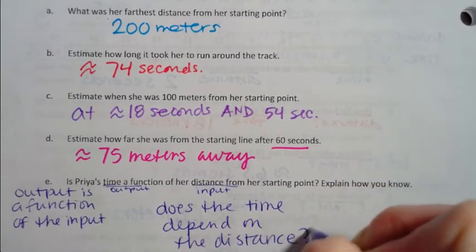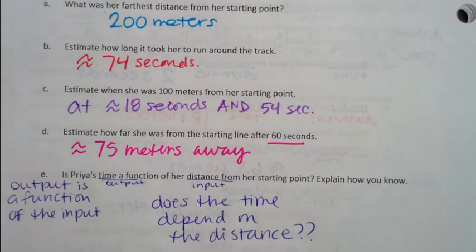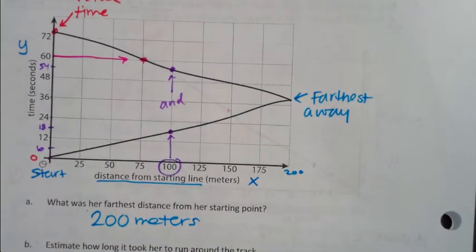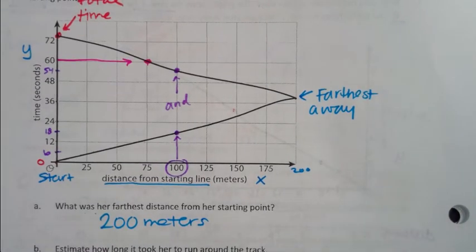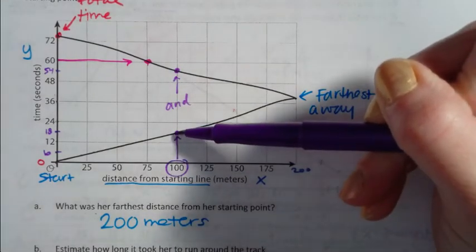So I want you to write this question down. Does the time depend on the distance? Now, on the last problem, it did. Okay, if you told me the distance, I could tell you the time. So in this case, if I tell you the distance, could you give me a for sure time? So let's go look. If I give you the distance, could you tell me a specific time? Yes, but you would actually tell me two times. If I told you the distance was 100, you would tell me two different times.